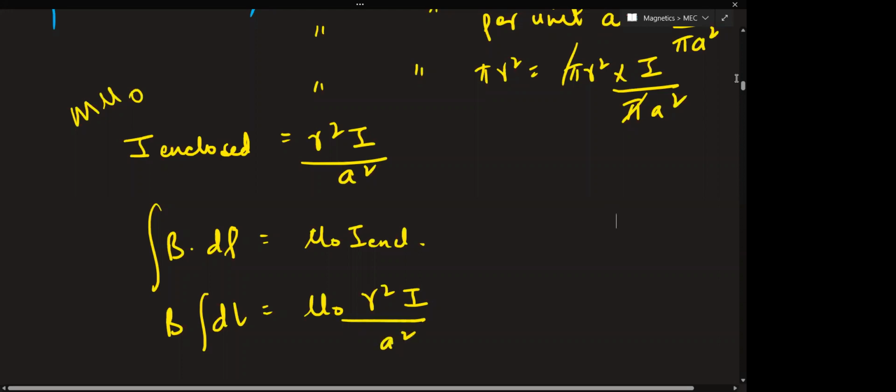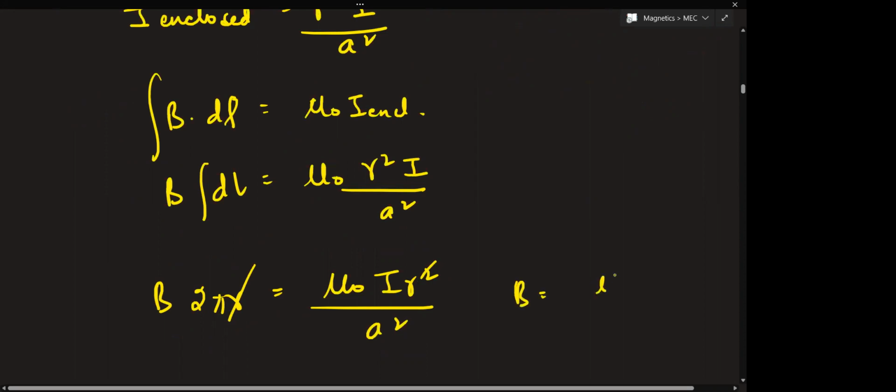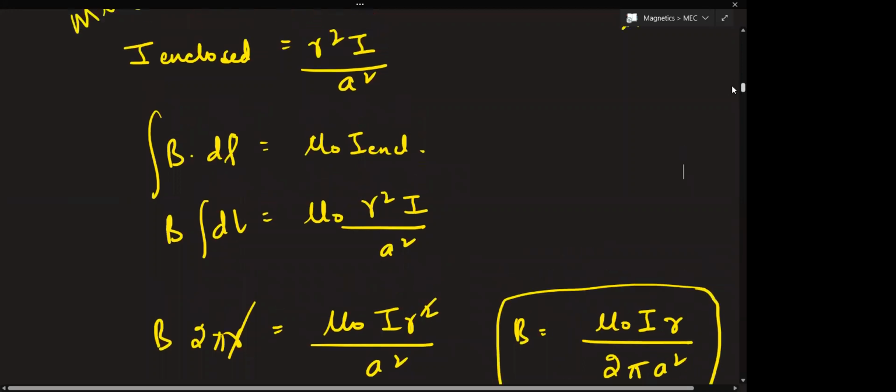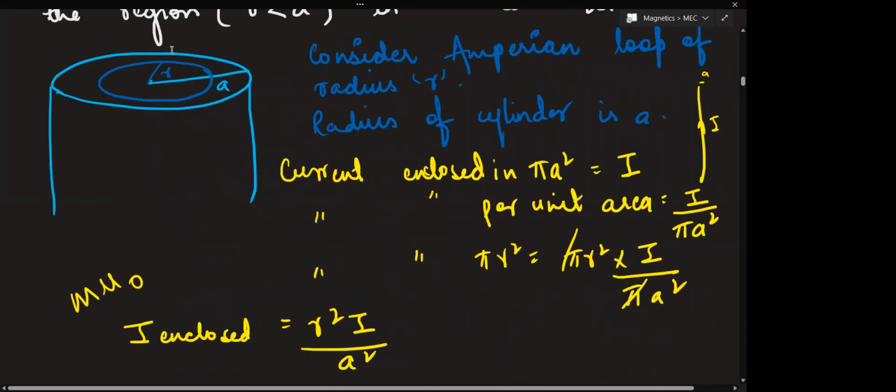Now integration of dl for a circle is 2 pi r. We have done it multiple times. 2 pi small r. This is mu naught I r square divided by a square. One r gets cancelled, and the answer is mu naught I r divided by 2 pi a square. This is the form. It's just that I enclosed was unique here. The rest of the things were the same steps. Did you write the question?